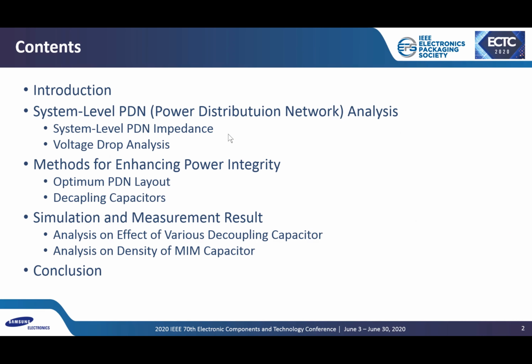Starting from the introduction, I will introduce the PDN analysis methodology that I used. After that, we will focus on the effect of MIM capacitor on PI enhancement. The result will be covered by simulation and measurement results.